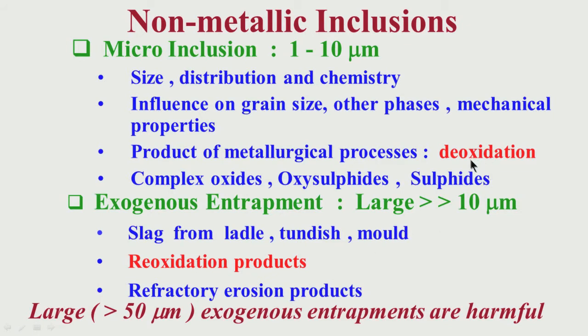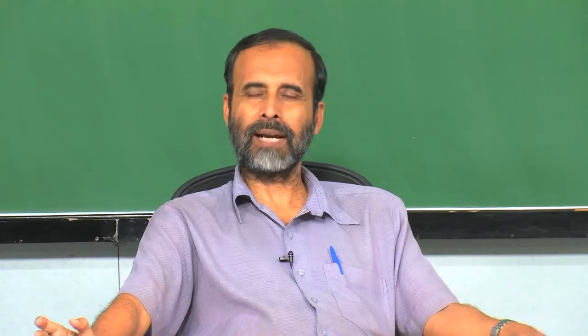Reoxidation product, we have talked of deoxidation products, which are relatively small in size. But what are the reoxidation products? When do they form? We have made a very good steel using secondary refining. Now, if the steel is exposed to air, air contains oxygen and nitrogen. So, we have a lot of reoxidation, we have a lot of renitrogenation in steel.